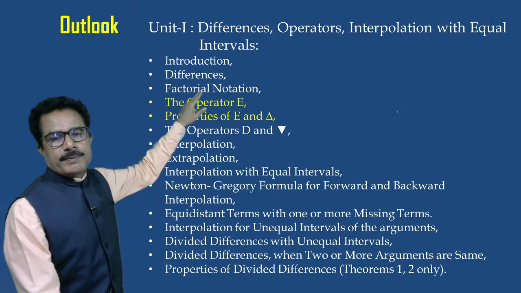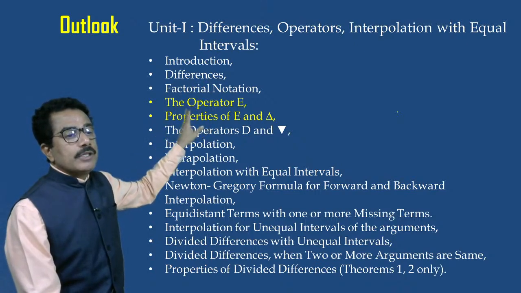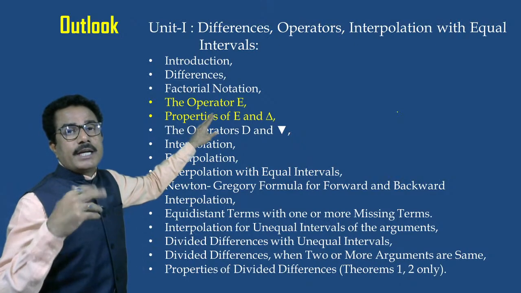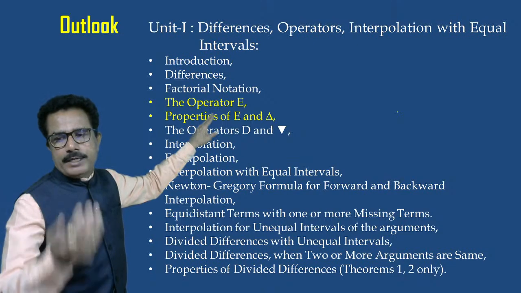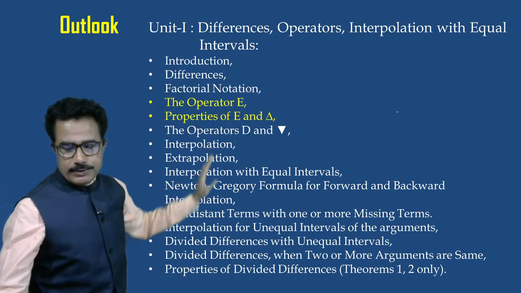That means in this first unit we have studied the introduction, differentials, factorial notations, and the operator E, the shift operator E. There are also two types, that is forward shift operator and backward shift operator. Properties of E and delta we shall discuss today.